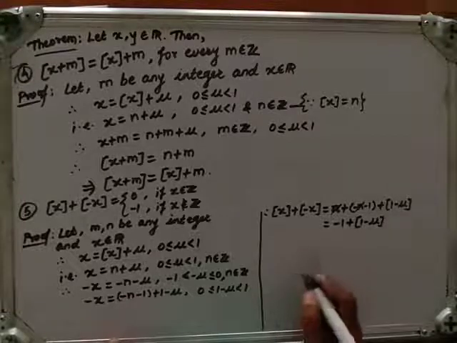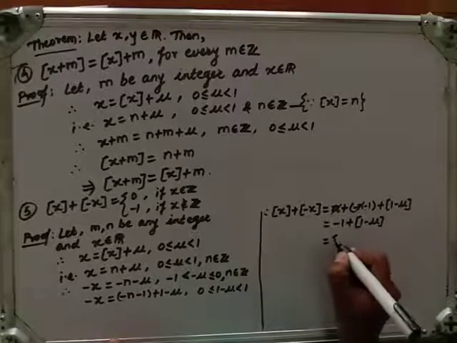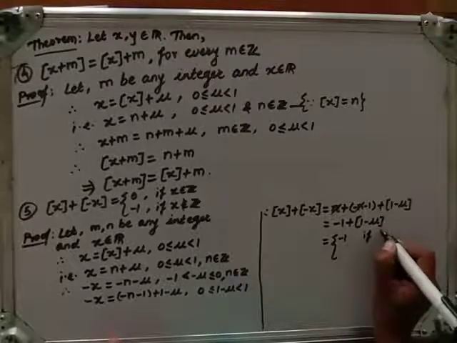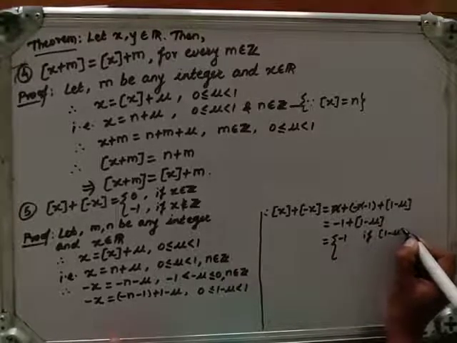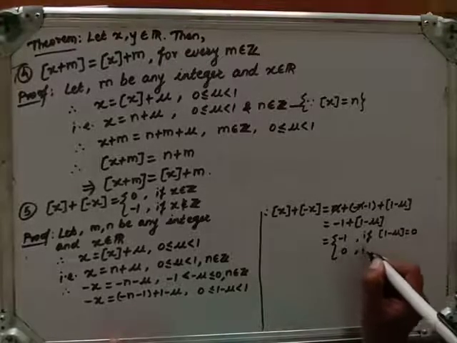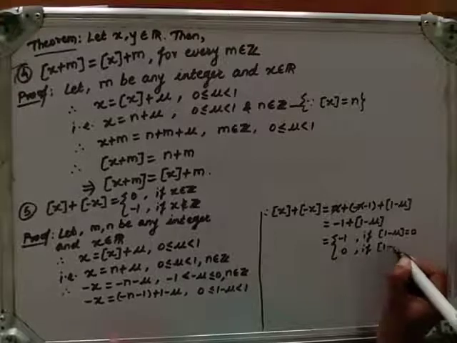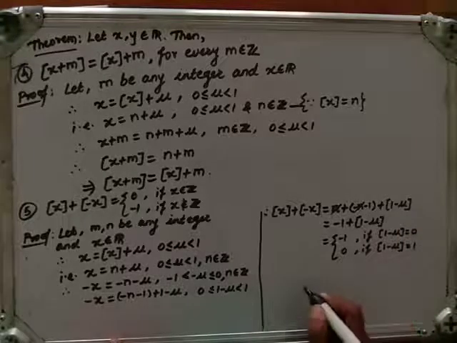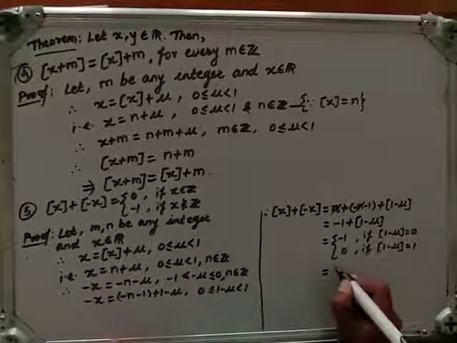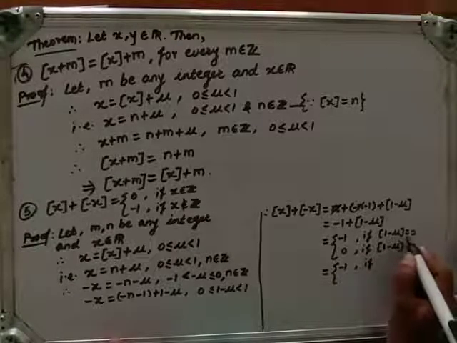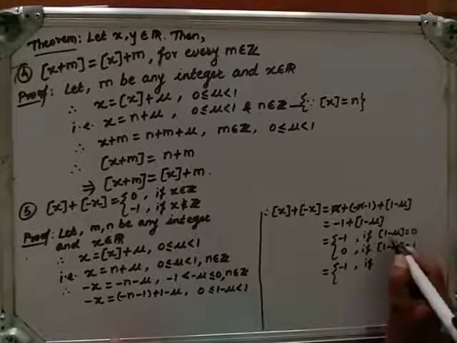Fine. So this is equivalent to, look at it carefully, minus 1 if the greatest integer function of 1 minus mu is equal to 0. And it is 0 if the greatest integer function of 1 minus mu is equal to 1. That is equivalent to minus 1 when it is 0, that is, if it is less than 1.